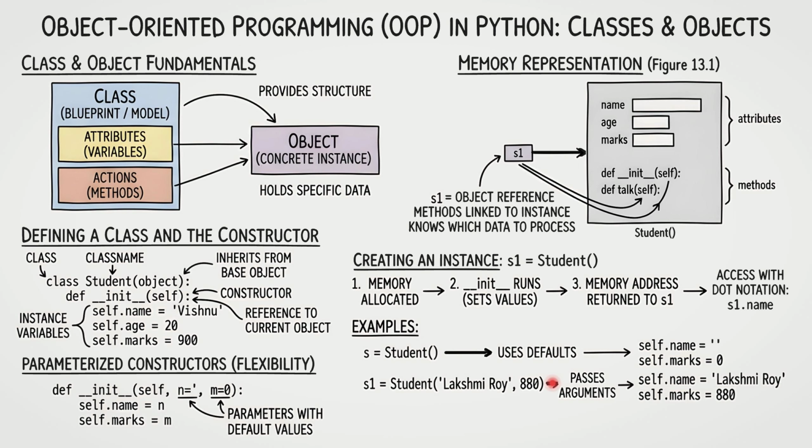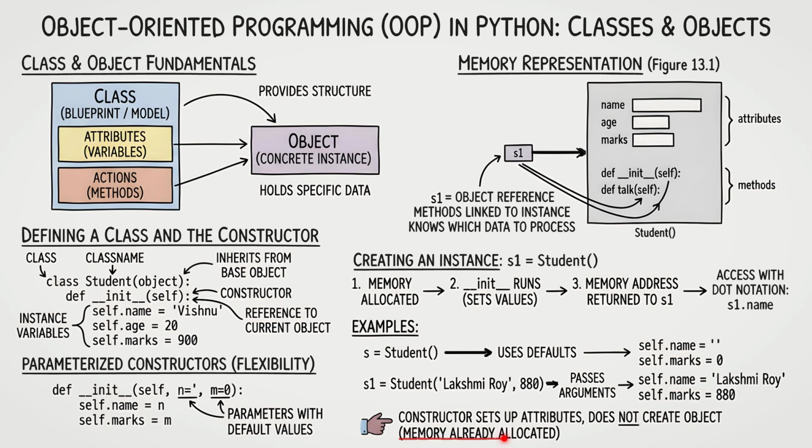The most important takeaway to remember is this. The constructor sets up the attributes, but it does not actually create the object itself. The memory is already allocated before the __init__ method even starts running. Next, we'll explore how these instance variables differ from variables shared across the entire class.